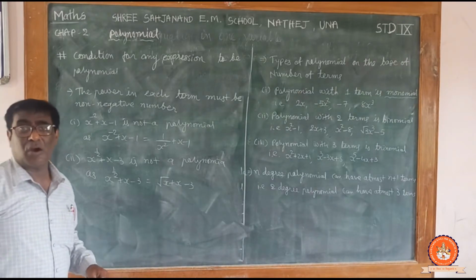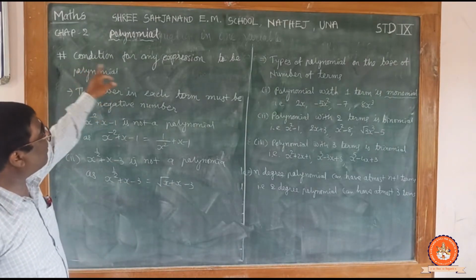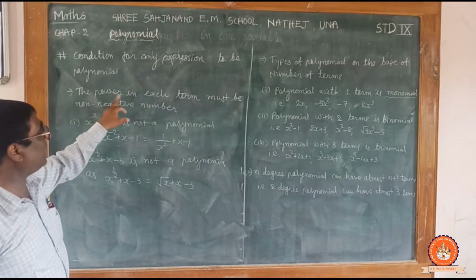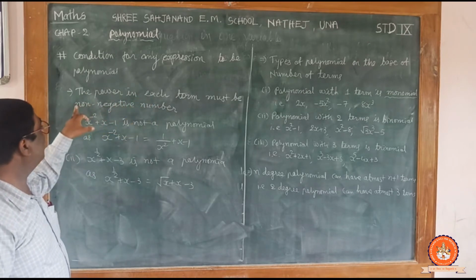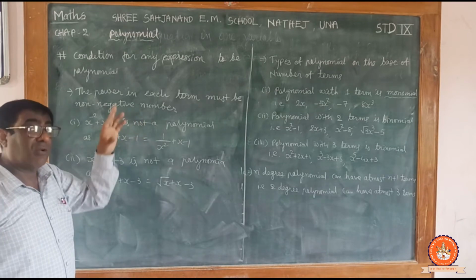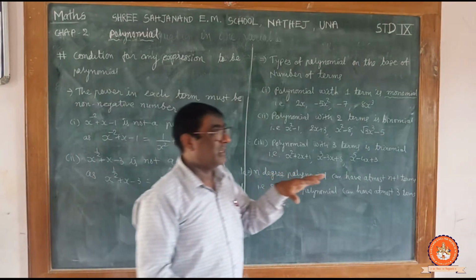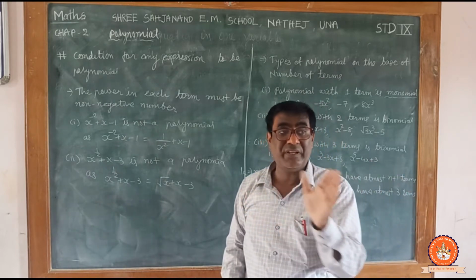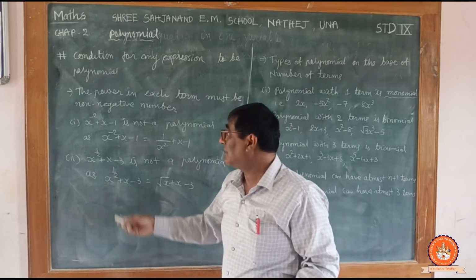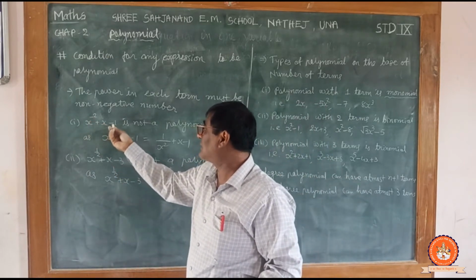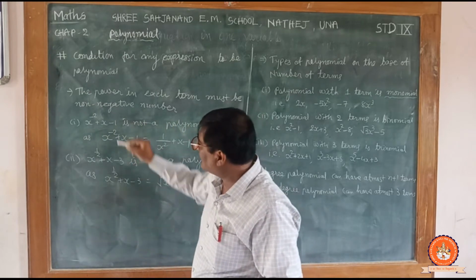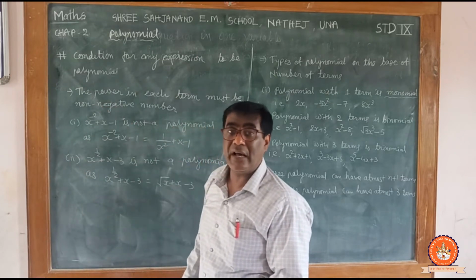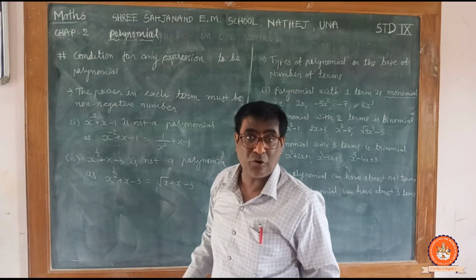So the important thing for any expression to be a polynomial is that the power in each term must be a non-negative number. Then and only then is an expression called a polynomial, when the power of the variable in each term is a non-negative number. Look at it. x raised to minus 2 plus x minus 1 is not a polynomial. Why? See, the power in the first term is negative. So negative powers are not allowed in a polynomial. This one is not a polynomial.